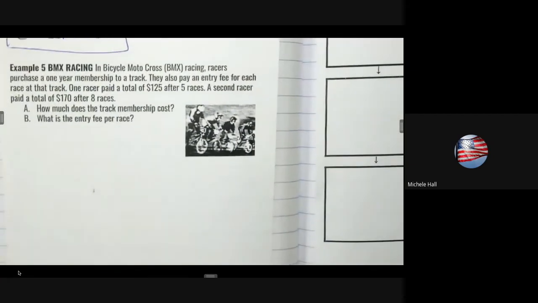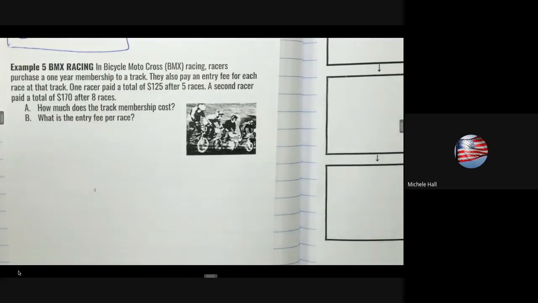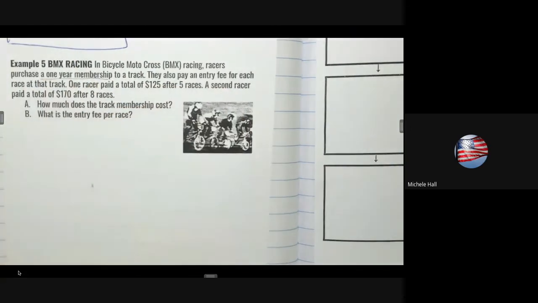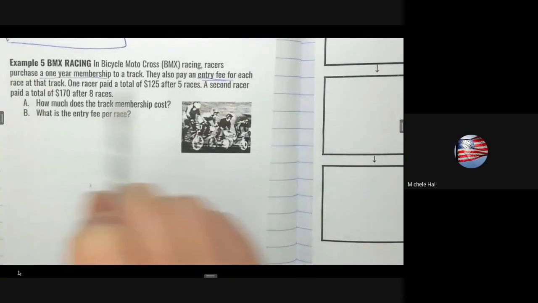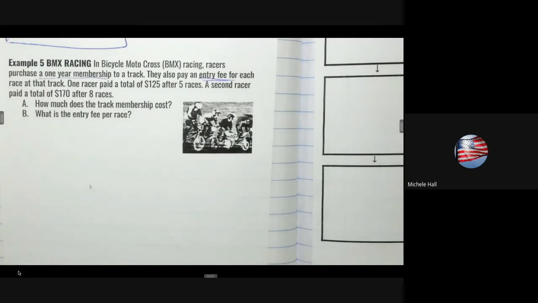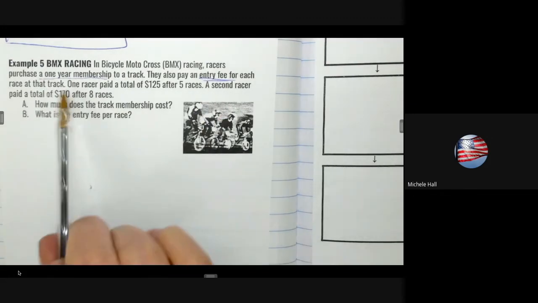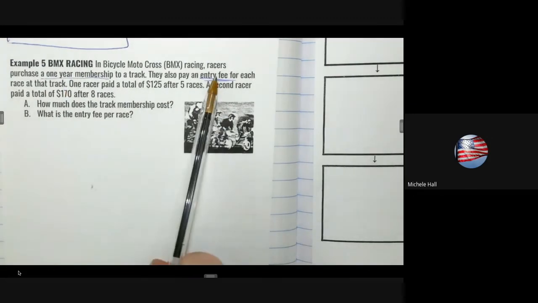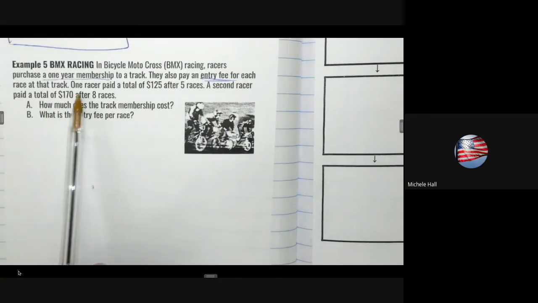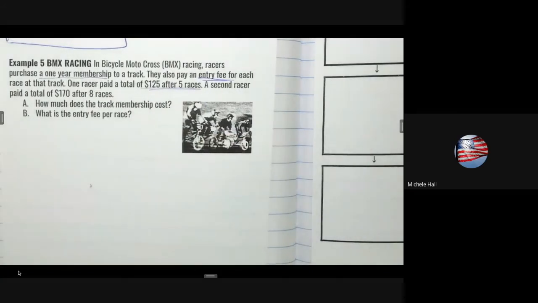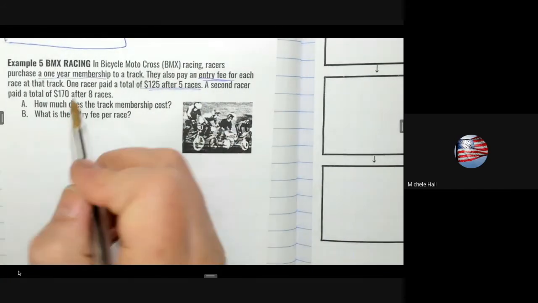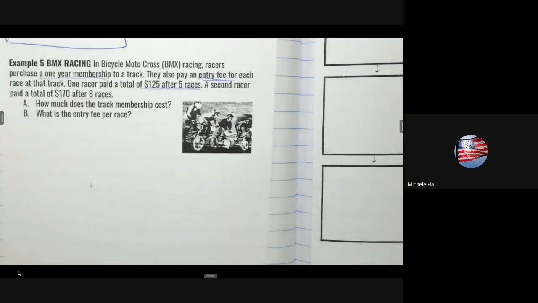Last example, example 5, BMX racing. In bicycle motocross racing, racers purchase a 1-year membership to a track. They also pay an entry fee. So a 1-year membership and an entry fee for each race at the track. One racer paid a total of $125 after 5 races. A second racer had a total of $170 after 8 races.